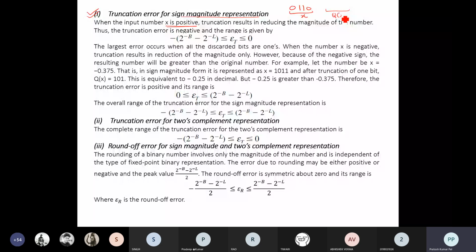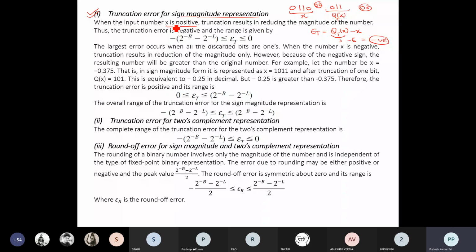So this value is less than the original, because it is representing 3, and the original is representing your 6 value. So 3 is less than this, which means we need to find the error. This error will be Q(x) minus x. So this is 3 minus 6, so it will be a negative number. So this error will be negative.